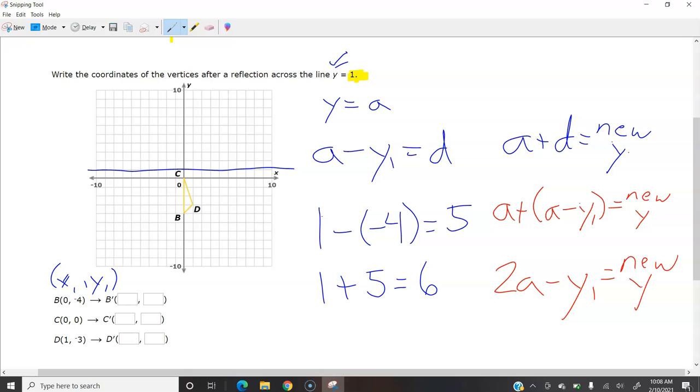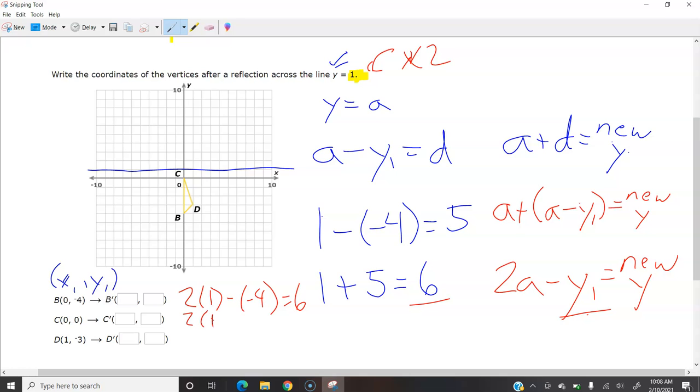So what you do is you take this number, multiply it by 2, okay? And then you just subtract whatever your y is, okay? So using that rule, we should get 6 for our first one, all right? So 2 times 1 minus a -4. 2 times 1 is 2. Minus a minus gives me plus, which makes it 6.